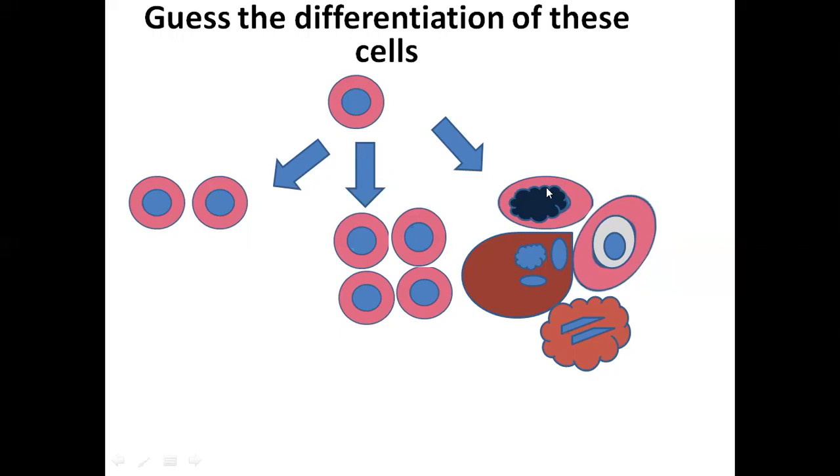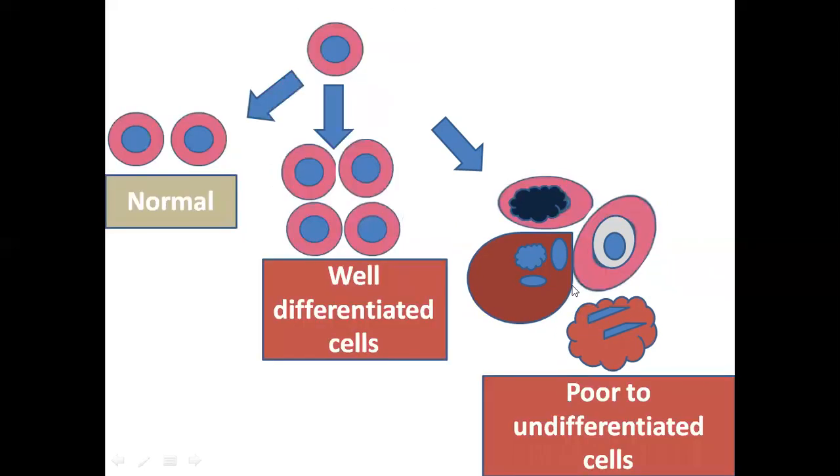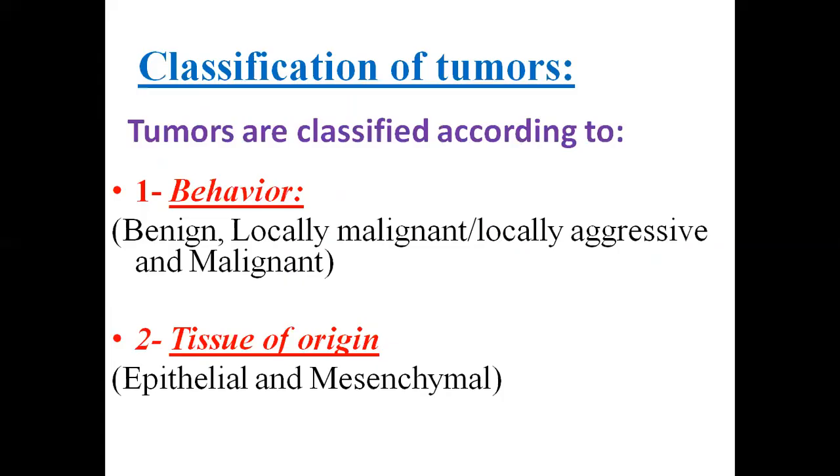Here, there is some similarity to this tumor because the cell is oval, right? This is a somewhat similar cell to the original one. So we can describe this one as normal growth. This can be well-differentiated cells or a well-differentiated tumor. This can be poor to undifferentiated cells. Okay, I hope you get the idea of differentiation. And the differentiation is judged by microscopic examination of cells, right?